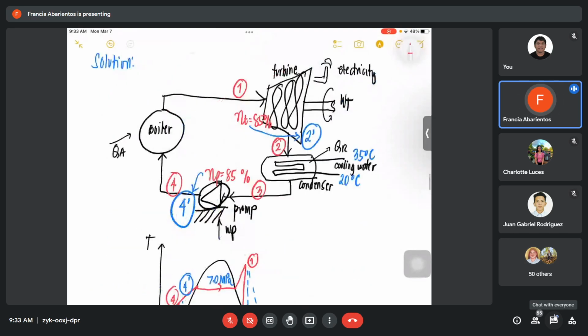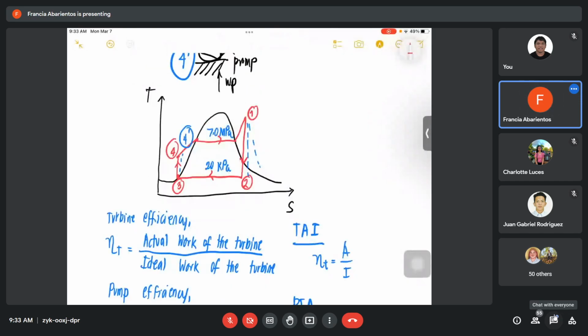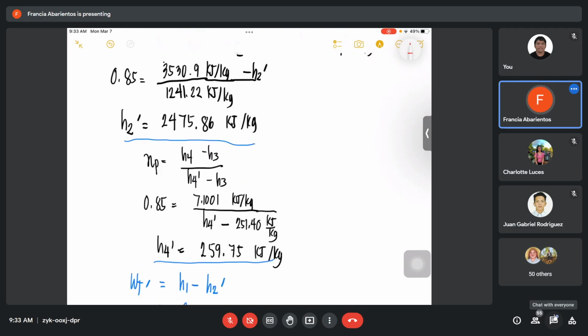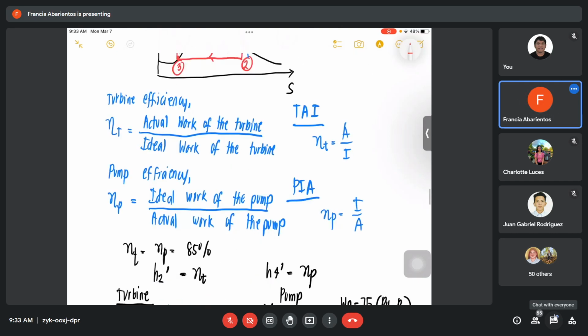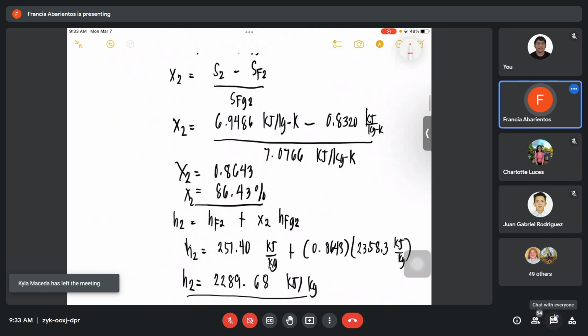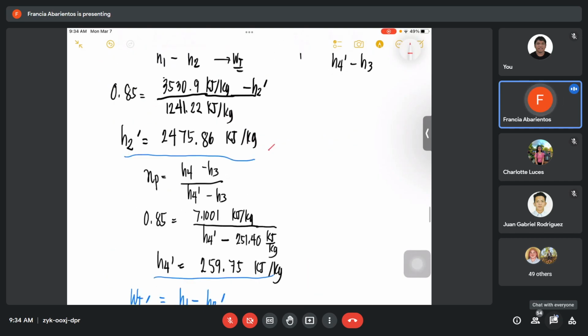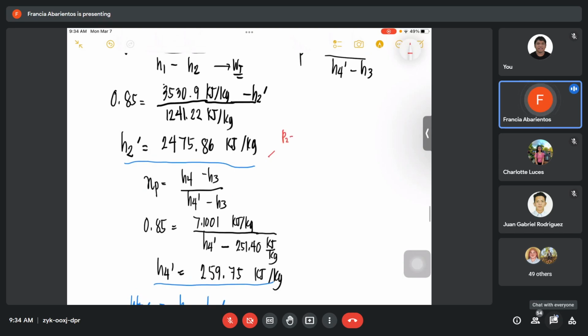Okay, so how do we consider whether our actual state 2 prime is outside or inside the dome? What did we get? Our H2 prime is 2475. From the steam table, what is our first value at H2? What is its quality? Go to the same pressure at point 2, 0.02 MPa, and look at the Hg there.